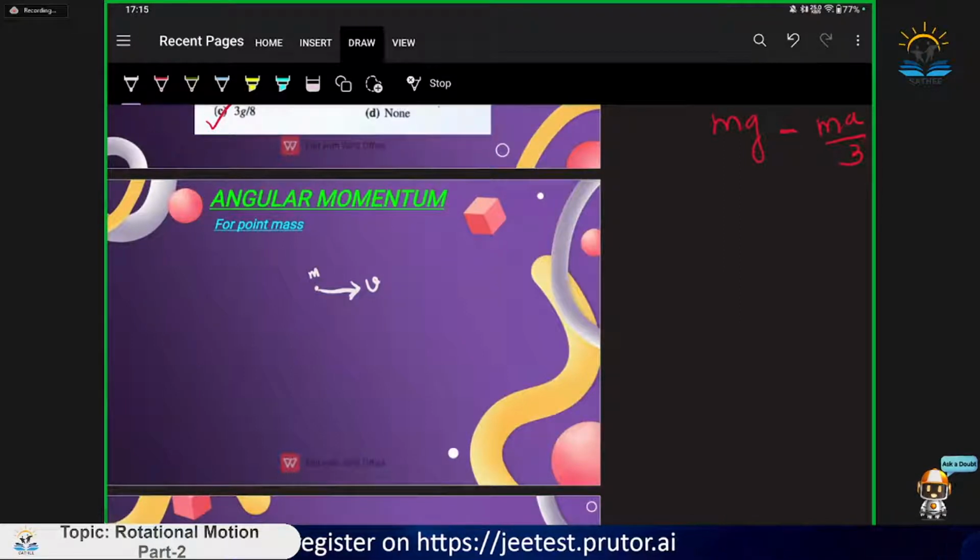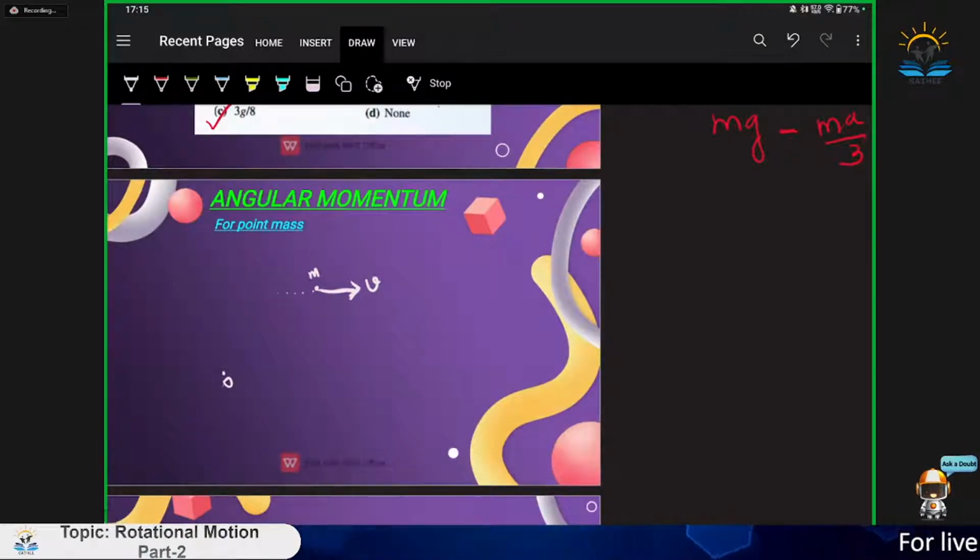Okay. I have to find out angular momentum about a point O here. How can I find? Again, simple. What should I do? Should extend the velocity vector and find the R perpendicular.